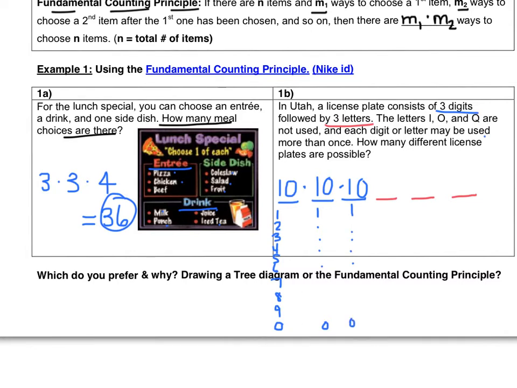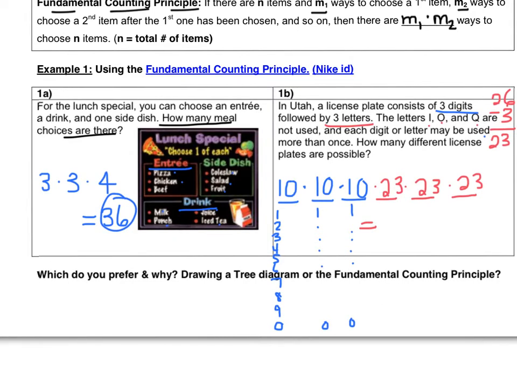Now for the ABCs. There are normally 26 letters in the alphabet, but we're getting rid of I, O, and Q. So let's take those off, and we have 23 letters of the alphabet to choose from. 23, 23, 23. So you're going to multiply all those numbers together, and you get 12,167,000 possibilities. I think that's enough to have none of the license plates repeat themselves.